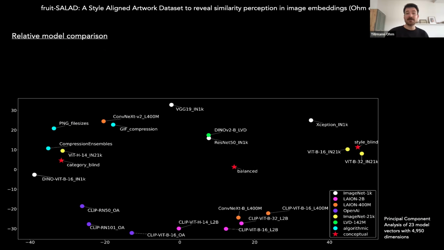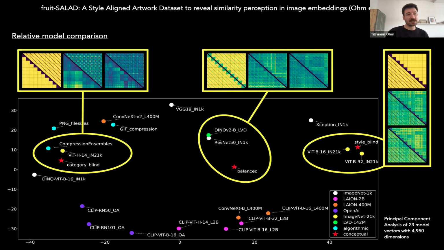And since the model matrices have the same dimensionality now, we can treat them as vectors and embed them into a shared metric space, mapping the models relative to each other. So here on the left, for example, we see that the compression ensemble method is very close to the category blind reference. That makes sense since the method doesn't use any learned semantic knowledge. In the middle, DINO version 2 and ResNet 50 show more balanced behavior, some sensitivity to both style and category. And on the right side, the two base vision transformers show more style blind tendencies.